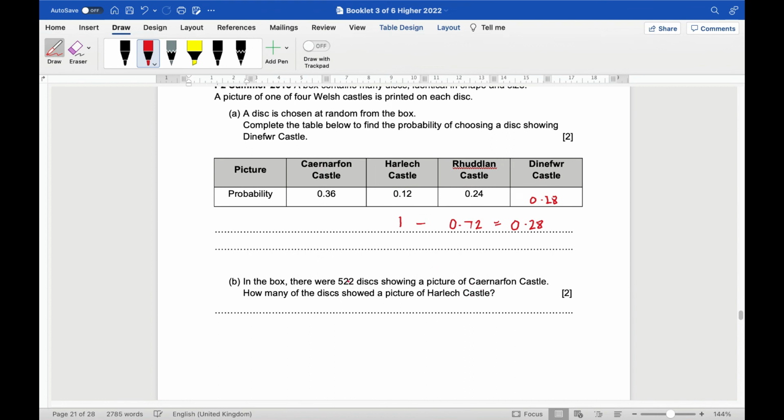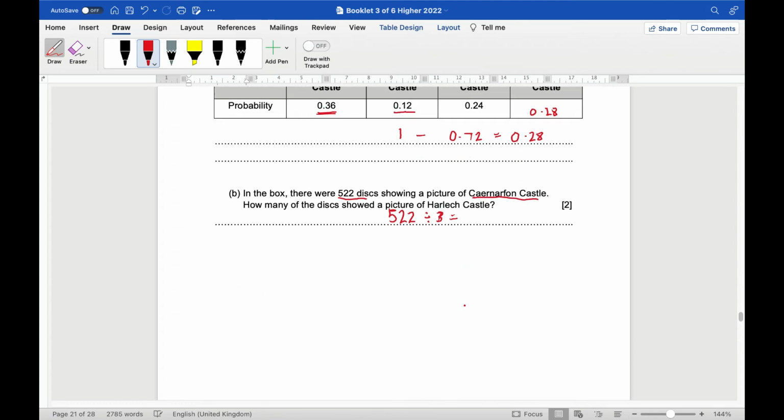And if there are 522 discs showing a picture of Caernarvon Castle, right, so that's the probability. So 36% or 0.36 is that. It's asking how many showed Harlech Castle, which is this. Now, just compare the amounts. You can see that that goes into that 3 times. So all I've got to do here is I would have a third as many, or I need to divide that by 3 and work that out. I'm not going to do that right now.